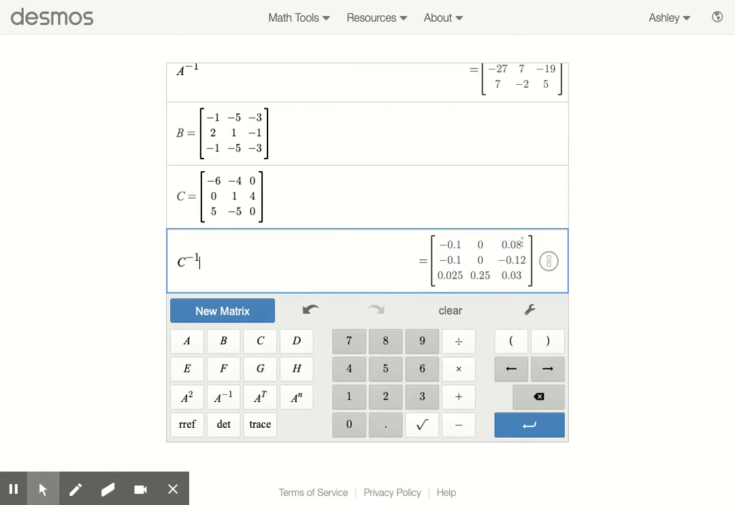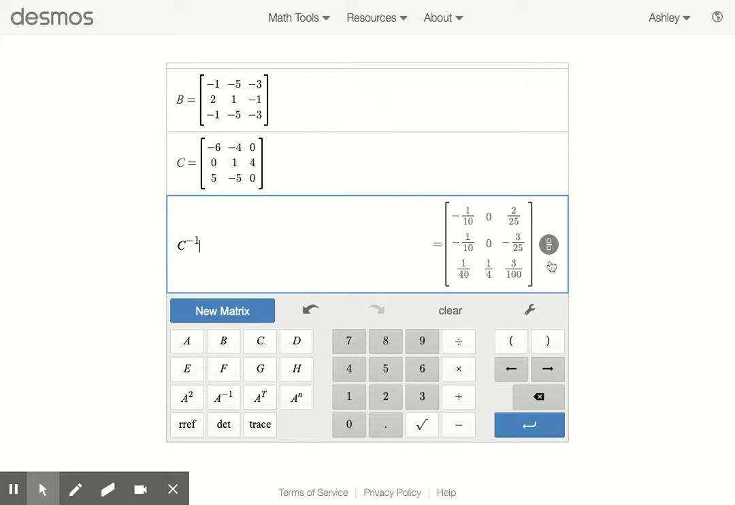Notice how we get a bunch of decimals. I want you to make these fractions. So you're going to click the Convert to Fraction button. And then here we go. That is the inverse for this guy. So that's how you do inverses to start them off.